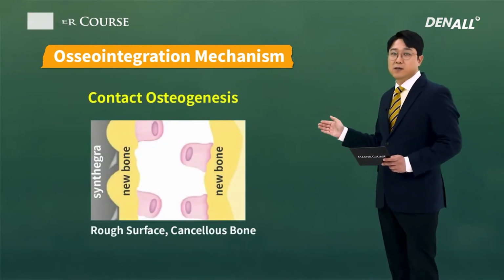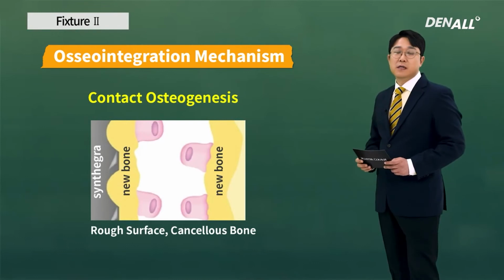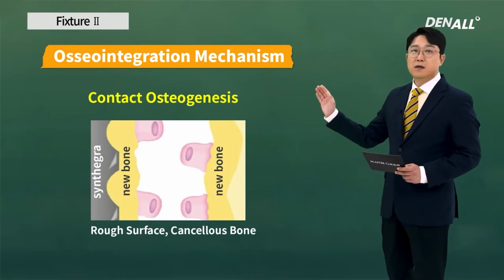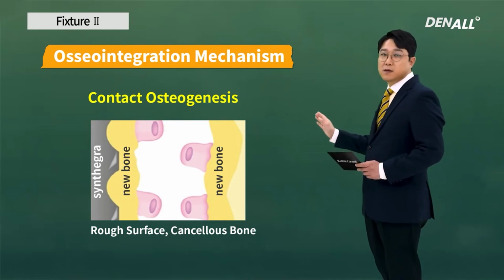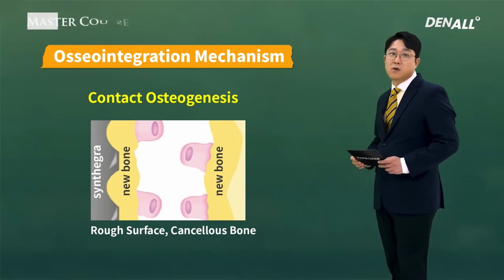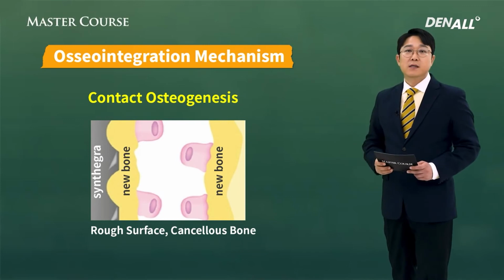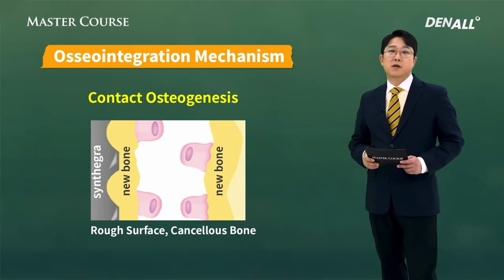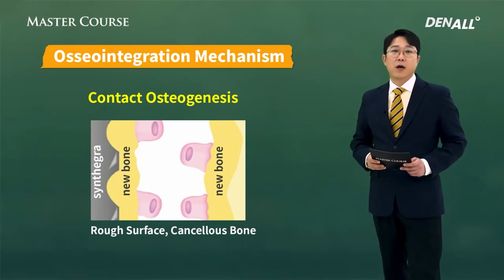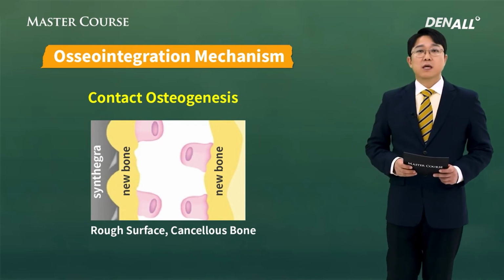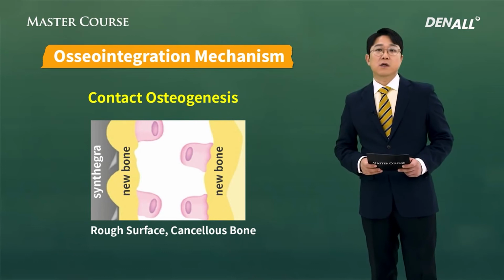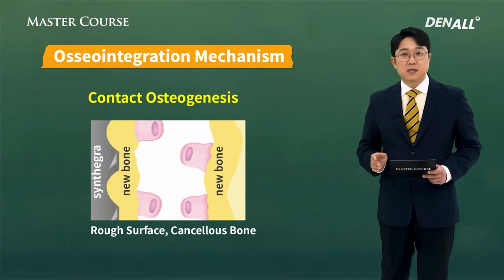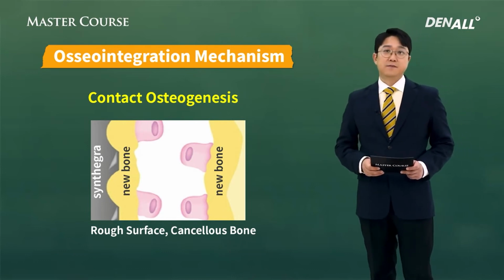Next, the contact osteogenesis process. From both the implant surface and the host bone, new bone is generated. If the implant surface is rough, the bone is formed like this. Depending on the implant surface, osseointegration and the time taken for it would differ.